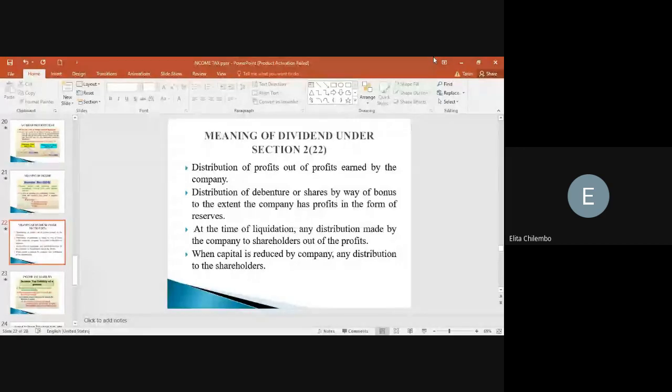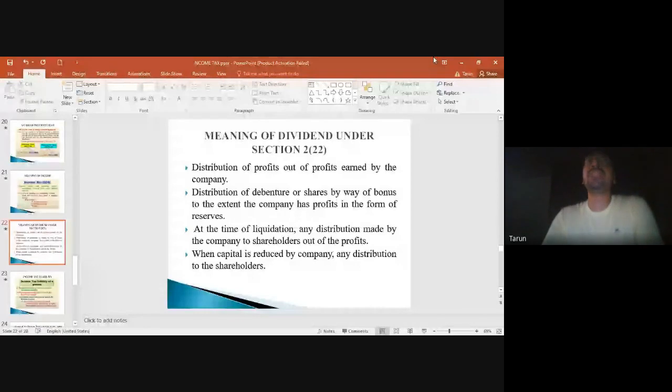If you're working in a company and you get some portion of the profit, and you earn that portion of the profit which has been distributed and made by the company, it's dividend for you, right?